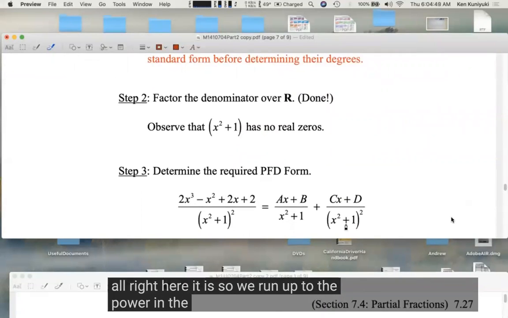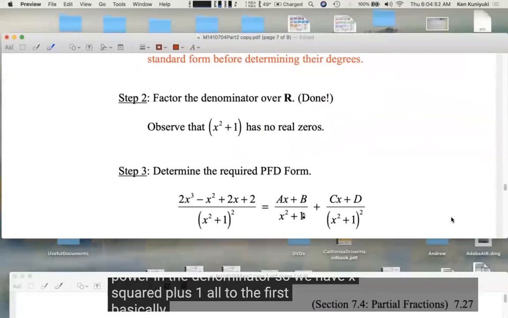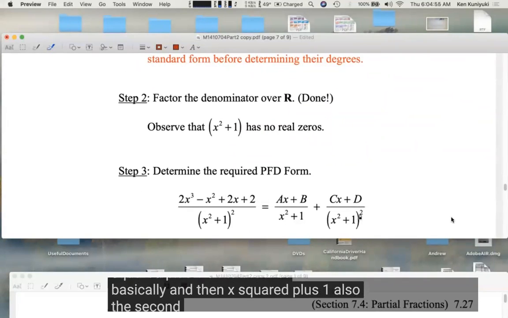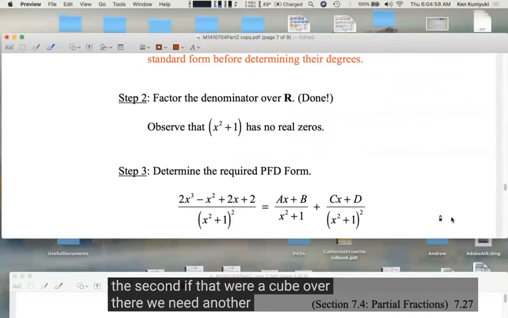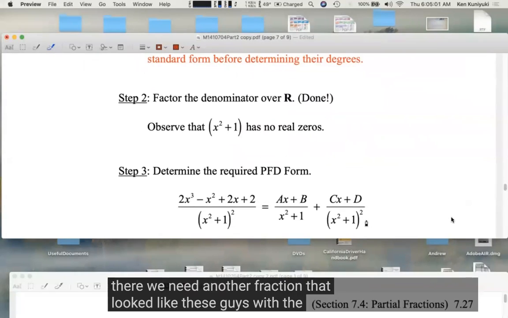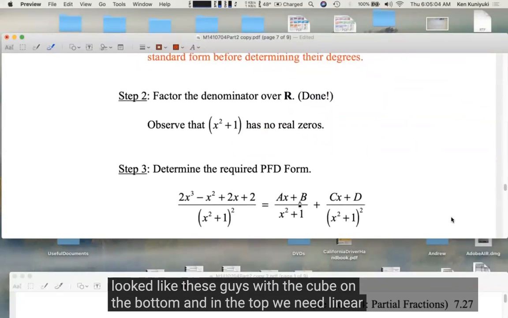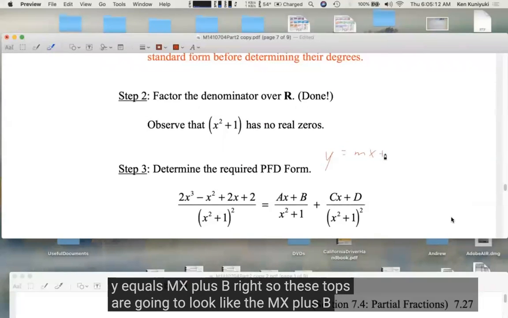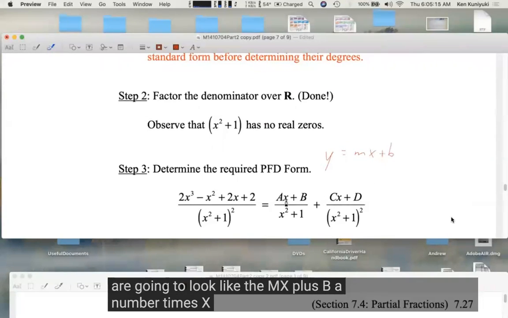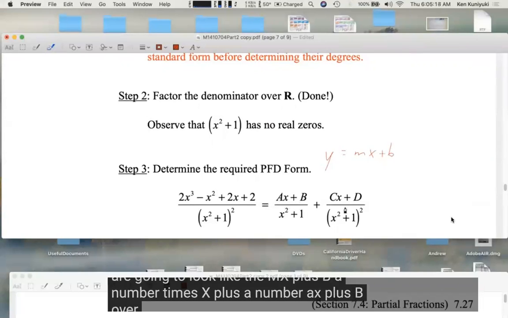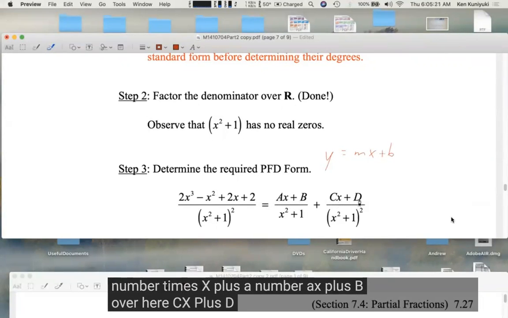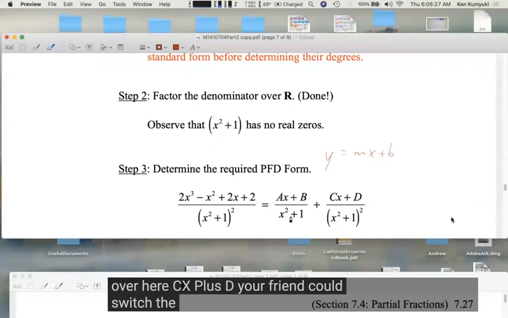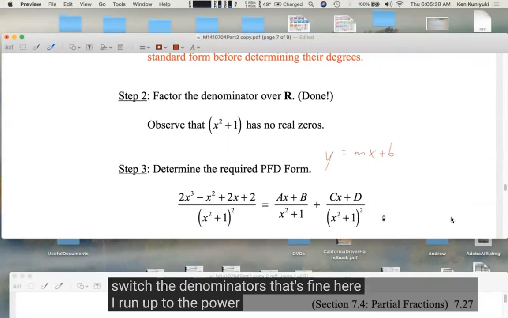So we run up to the power. In the denominators, we have x squared plus 1, all to the first, basically, and then x squared plus 1, all to the second. If that were a cube over there, we'd need another fraction that looked like these guys with the cube on the bottom. And in the top, we need linear forms. Remember, slope-intercept form was y equals mx plus b, right? So these tops are going to look like the mx plus b. A number times x plus a number, ax plus b. Over here, cx plus d. Your friend could switch the denominators, that's fine. Here, I run up to the power.